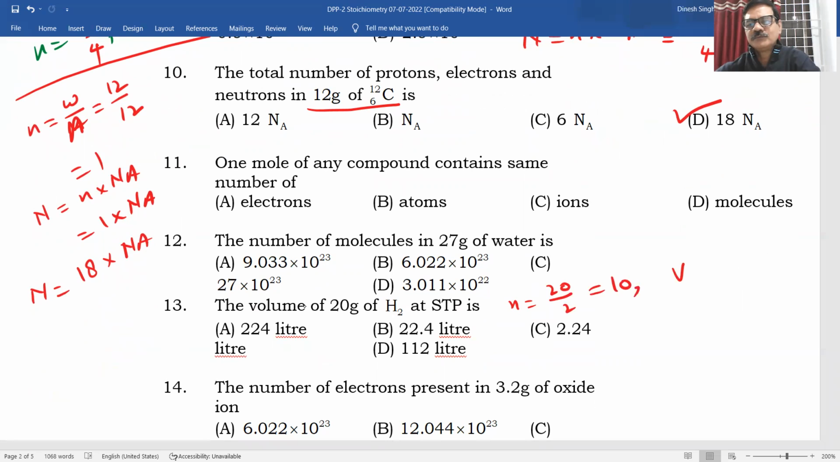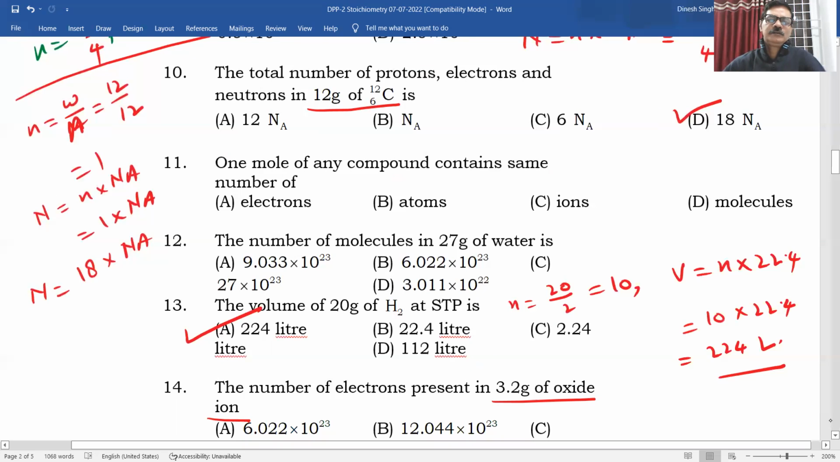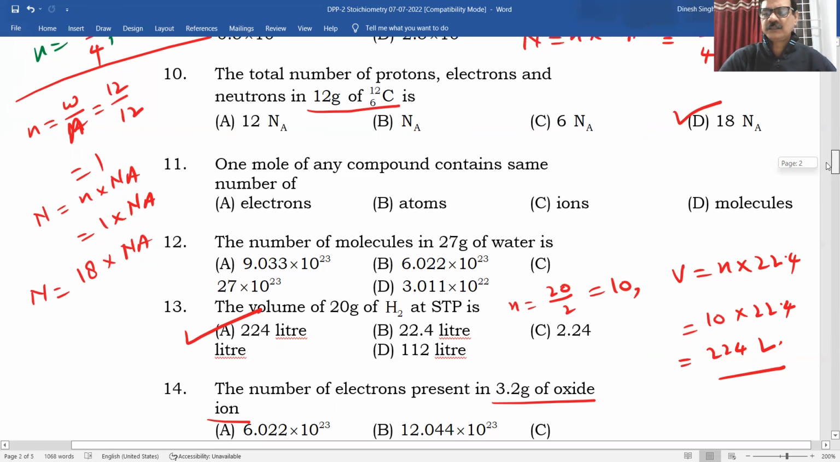And the volume equals moles into molar volume at STP. So this will be 10 into 22.4 liters, or 224 liters. So what will be the answer? A will be the correct answer. Same thing here, the number of electrons present in 3.2 gram of oxide ion. Also calculate. I will discuss some more problems from this assignment in the next class.